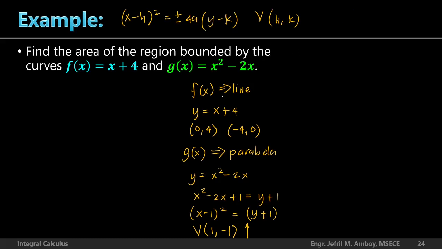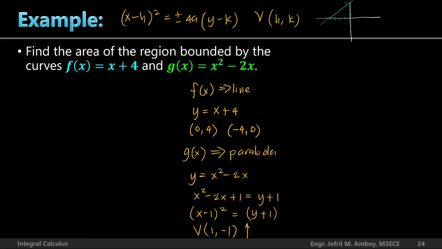Now, i-graph na natin yung dalawa para makita natin kung anong itsura ng region na ating hinahanap. Okay? So gawa tayo dito ng x at saka y axis para mag-graph natin. Yung unang point ay 0, 4, para ma-graph natin yung line. 0, 4, 0 and then ang y ay 4. 1, 2, 3, 4. Ito siya. Tapos, meron tayong negative 4, 0. 1, 2, 3, 4. Ayan. So, ito yung line mo ngayon.